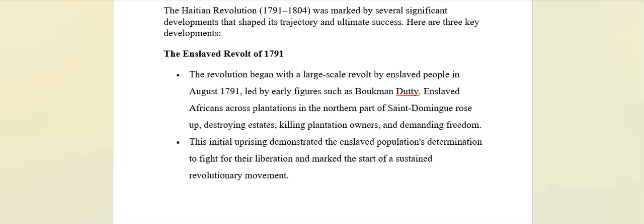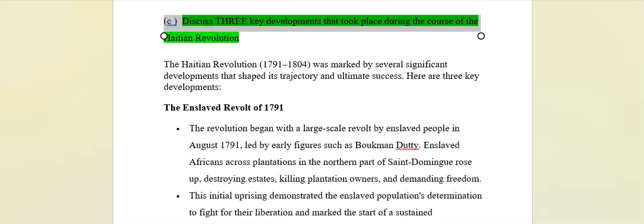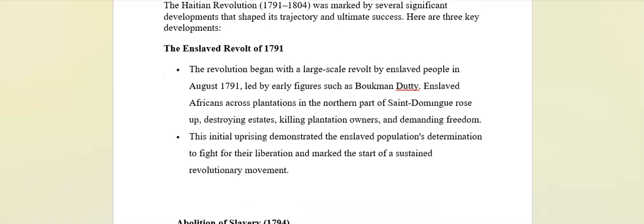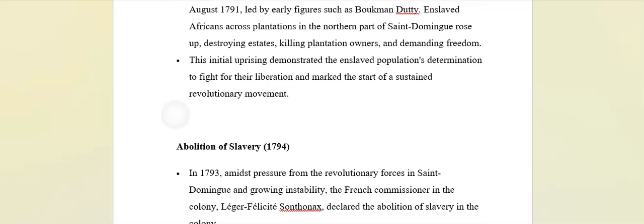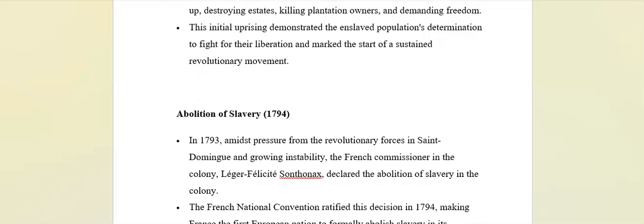This initial uprising demonstrated the enslaved population's determination to fight for their liberty, their freedom. And it also marked the start of a sustained revolutionary movement. So the first key development that took place during the course of the Haitian Revolution was the enslaved revolt of 1791. Now, the second development was the abolition of slavery, and this took place in 1794. Now, let's go back to 1793.